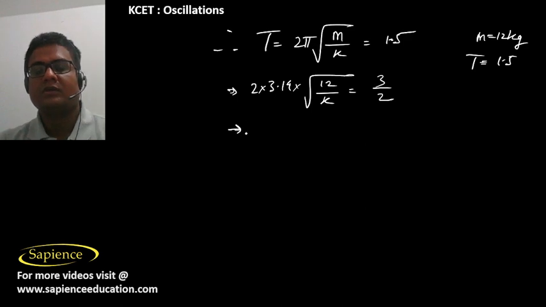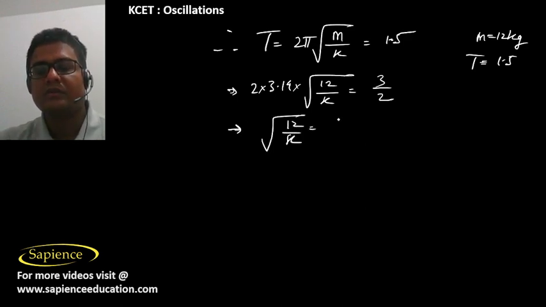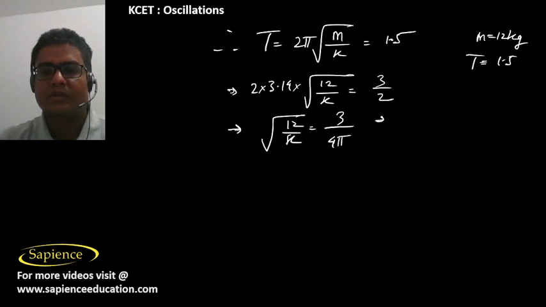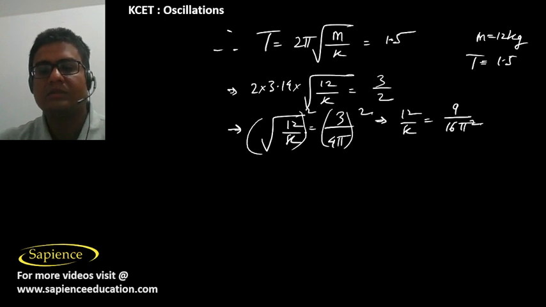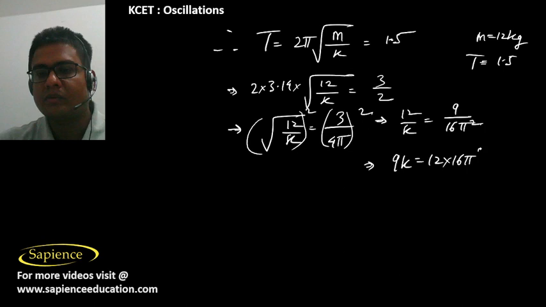Okay, so therefore root over 12 by k is equal to 3 by 4 pi. So 12 by k will be equal to 9 by 16 pi square, if we square on both sides. So we can say that 9k is equal to 12 into 16 pi square. Now therefore k will be equal to 12 into 16 pi square by 9.